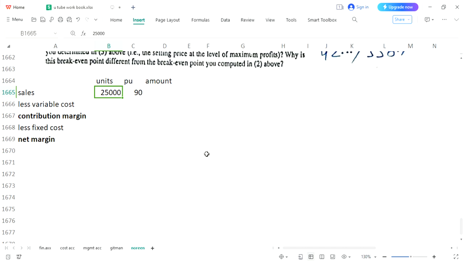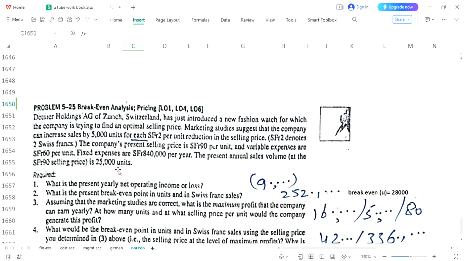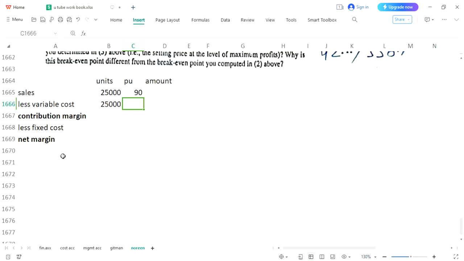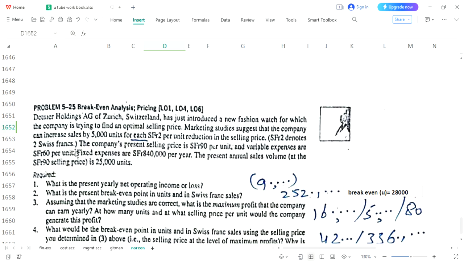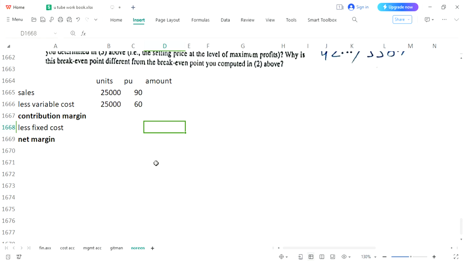As you know, units of sale will always be equal to units of variable cost, so you write the same number of units over here. Variable cost is also mentioned in the question: variable expenses are 60 per unit, so you can write 60 over here. And finally, we search for fixed cost. Fixed expenses are 840,000, so you put 840,000 over here. In this way, every input required has been filled in.